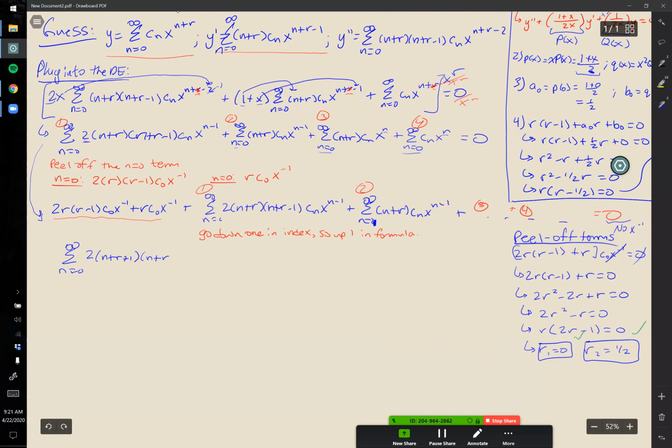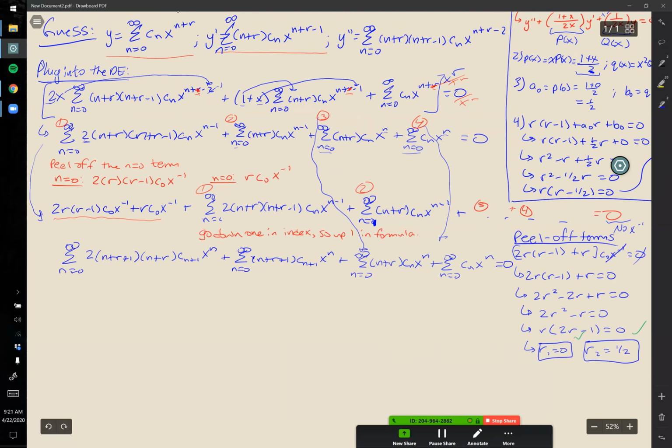N plus r, now minus 1 plus 1 just cancels, and then Cn plus 1 x to the n, plus down 1 in the formula, up 1 in the formula, down 1 in the index, up 1 in the formula, Cn plus 1 x to the n. And then I still have that coming down and that coming down. No changes there. So n equals 0, n plus r, Cn x to the n, and Cn x to the n. Okay.